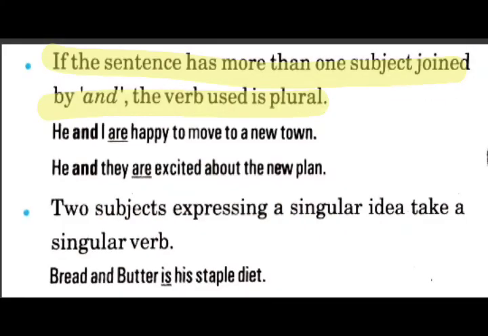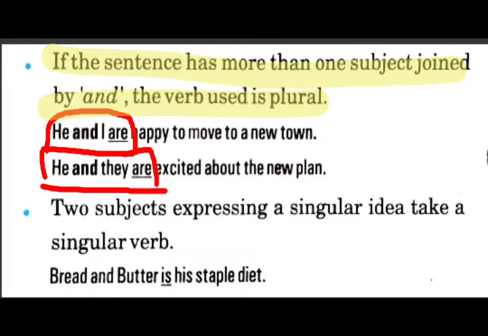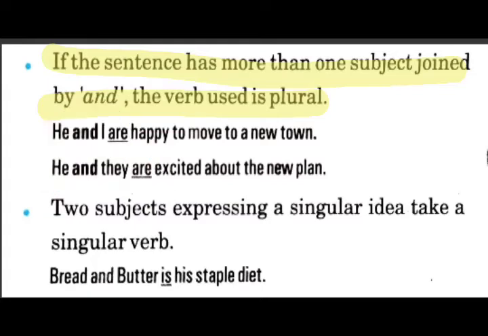Okay. Now if a sentence has more than one subject joined by and, the verb used is plural. So if there is more than one subject and they are joined by and, we use plural verb. For example, he and I are. He and they are. So with two subjects that are joined by and, we will use are.